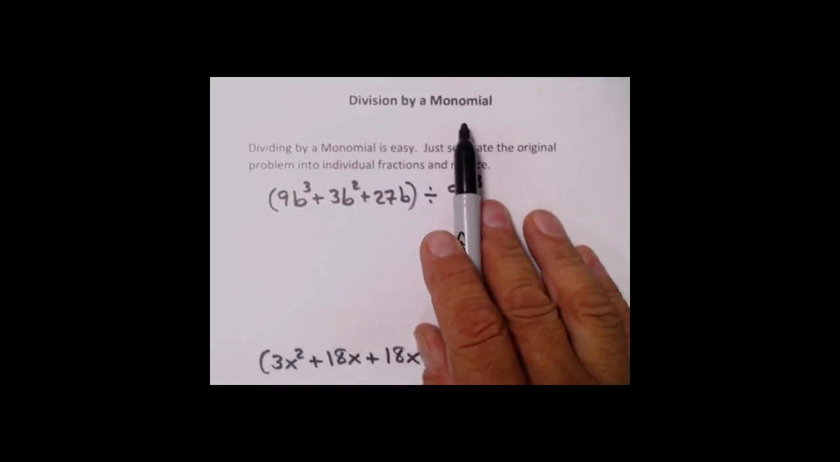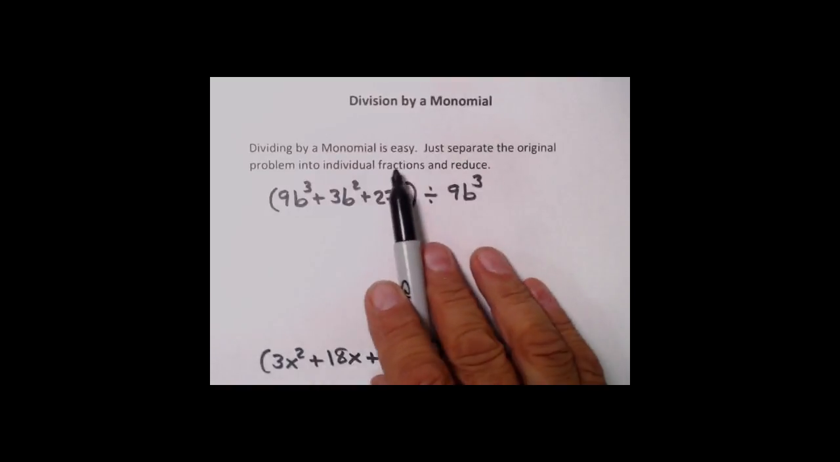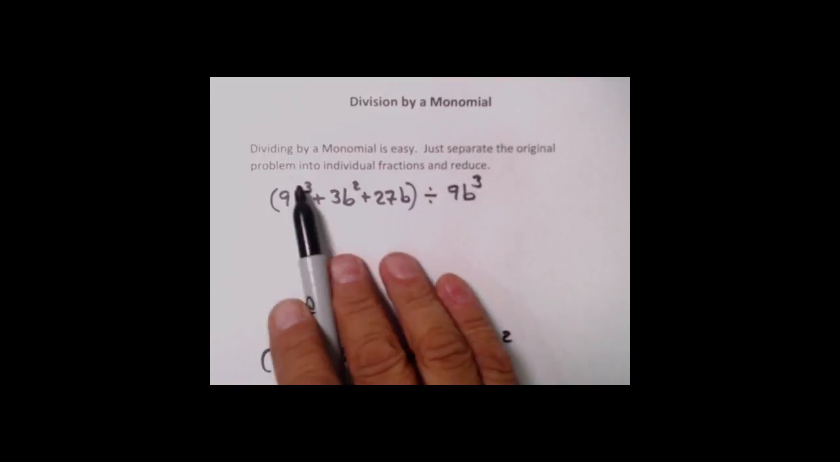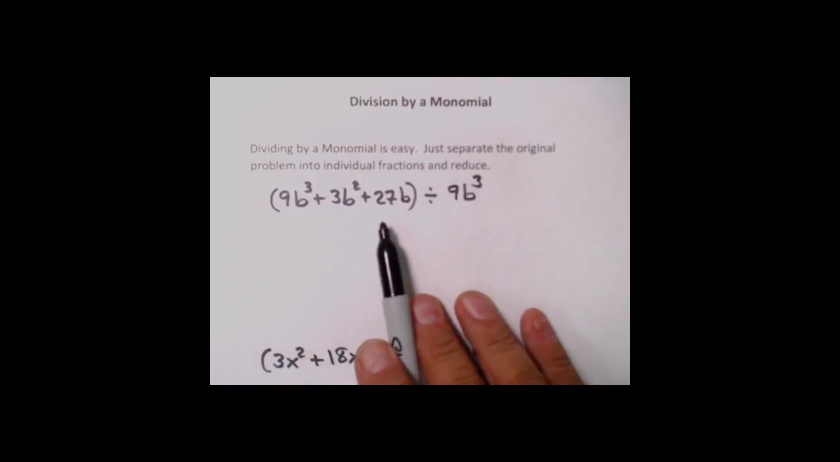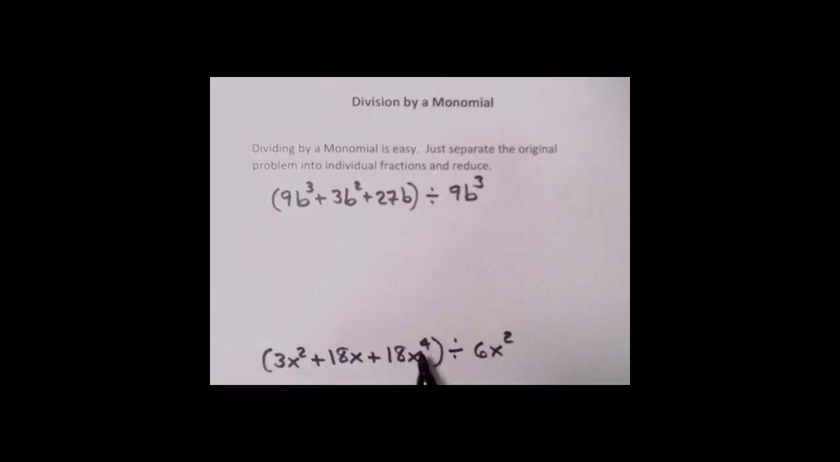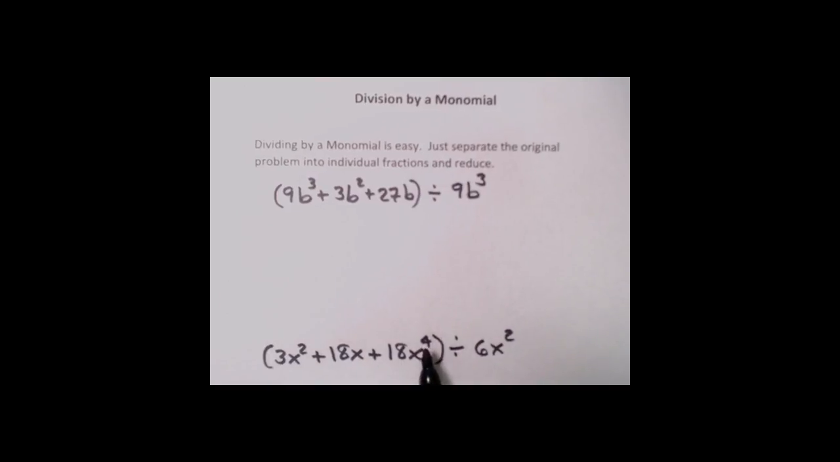Now this turns out to be one of the easiest things you've ever done. Here's the idea. Just separate the original problem into individual fractions and reduce. In fact, I can just show you that in the two examples we've got right here.